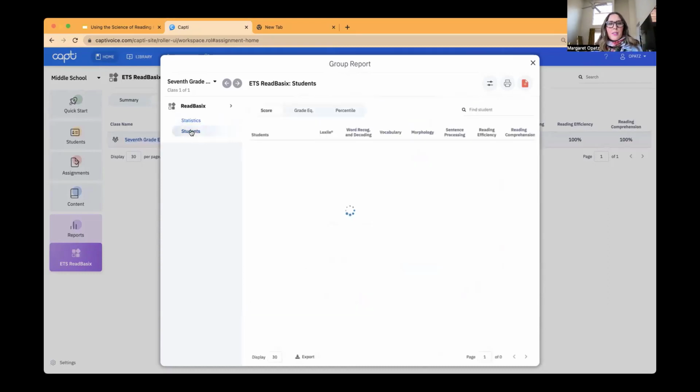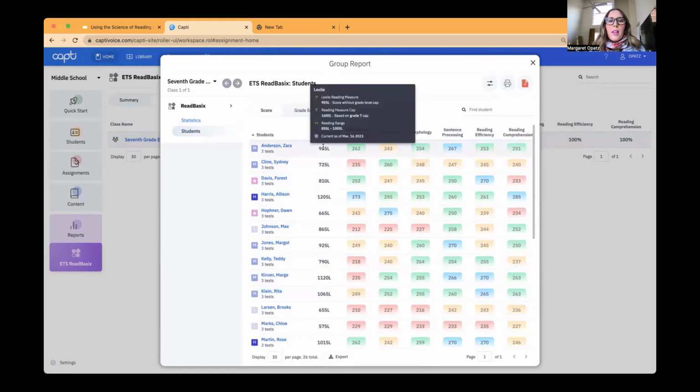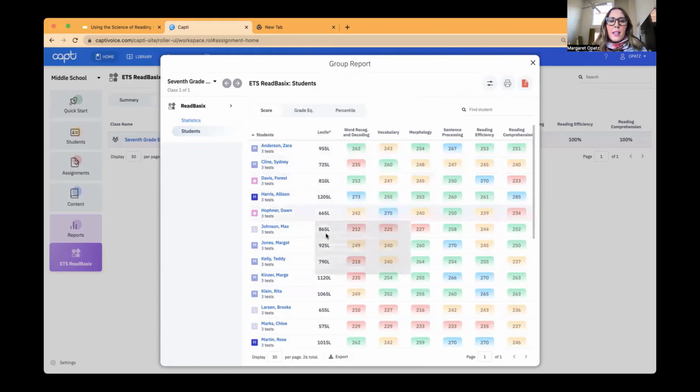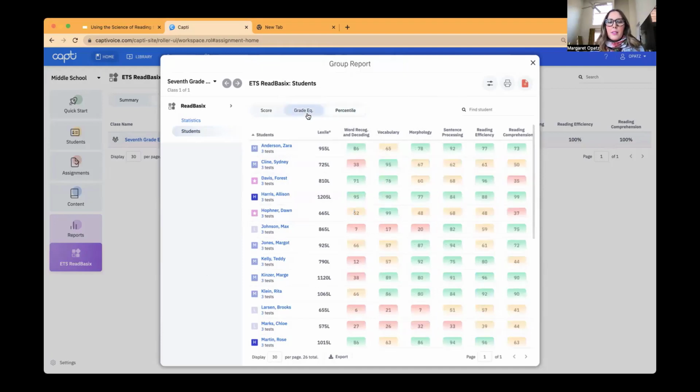So now I'm going to go into students. And as I select students, now I get students here, and then each of their subtests across the rows. This first column shows us Lexile, which is calculated based on students' performance in sentence processing, reading efficiency, and reading comprehension. So you'll see that they have the Lexile along with the 6 subtests. Across the top, we have score and then grade equivalency. So I can change that. You can see how that changes, and then percentile as well.